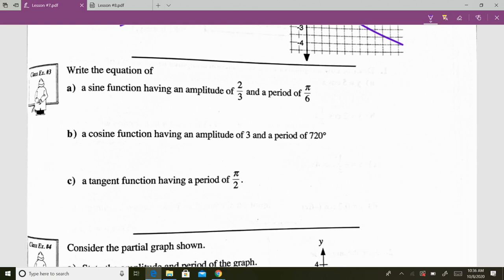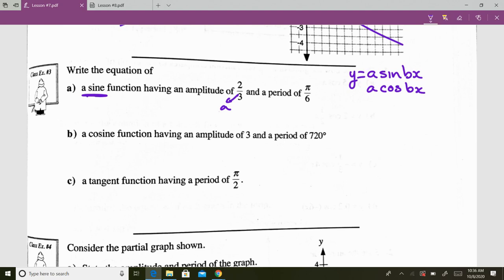So we're going to write the equations, given some information. We are only using a and b right now. So the general formula is a sine b of x, or a cos b of x. All right. Sine function having an amplitude of 2/3 and a period of pi over 6. So if I tell you the amplitude is 2/3, what's your a value? 2/3, right? That's boom, done. We are a sine graph. Period is pi over 6.